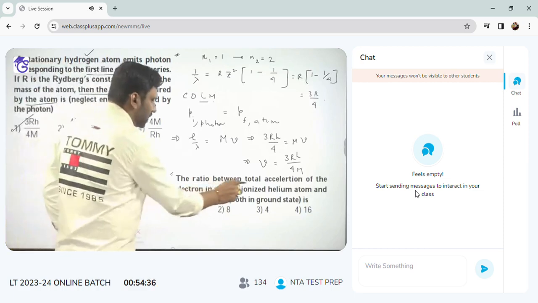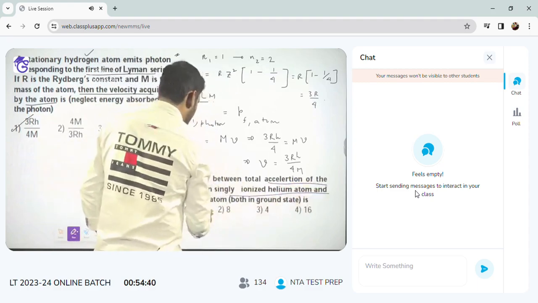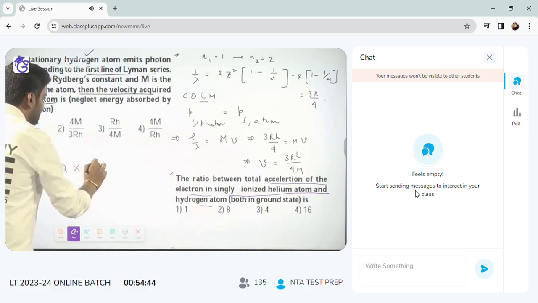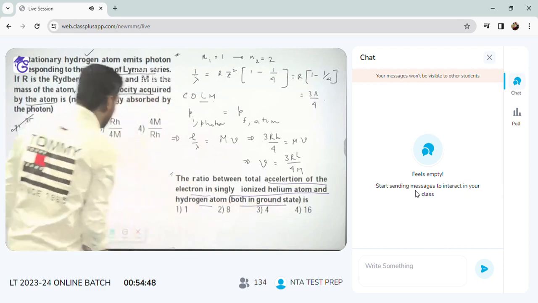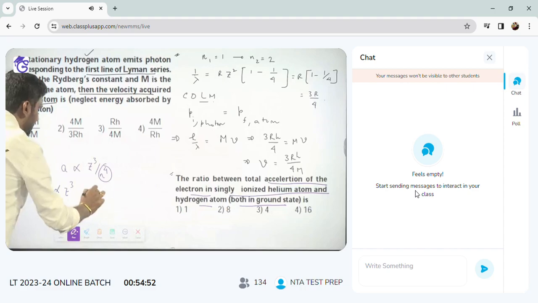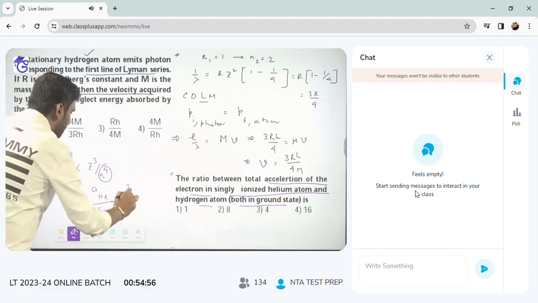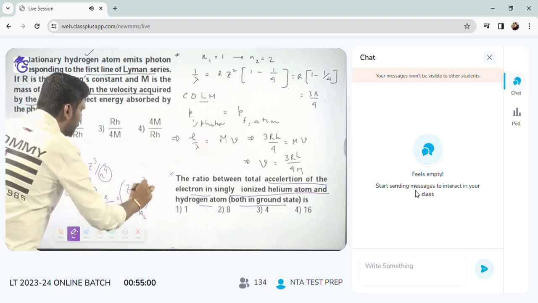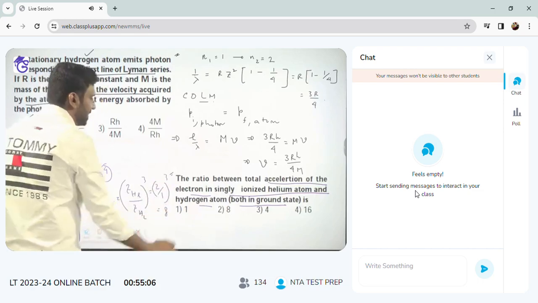Ratio between the total acceleration of the electron in singly ionized helium and hydrogen. Acceleration, we have done. Acceleration is Z cube by n to the power 4. They are saying both in the ground state, so n is same for both of them. So A is proportional to Z cube. A helium by A hydrogen is equal to Z helium by Z hydrogen whole cube. Simple. 2 by 1 whole cube, that is equal to 8. Done.